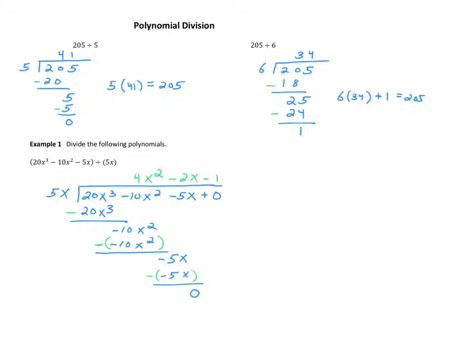What this is telling us is, if we multiply 5x to 4x squared minus 2x minus 1, it would take me back to this original polynomial. Just like up here, this times this gave me this. This times this would give me this.